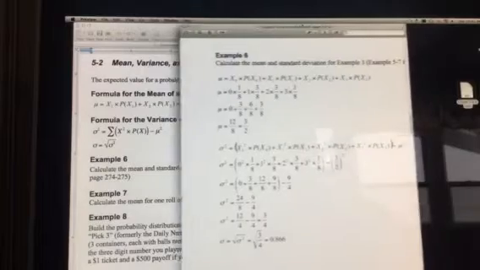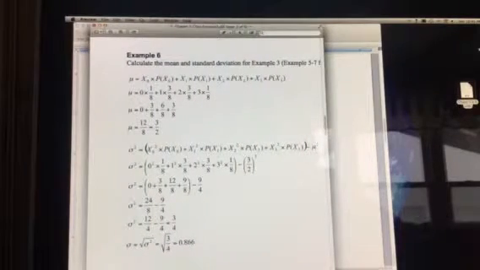All right, so example 6. We want to calculate the mean and standard deviation for example 3, which was the number of heads you obtain when you flip 3 coins. So if we look at that, transcribe the formula here. For the very first column, 0 heads: X is 0, the probability is 1/8. Second column, X is 1, probability is 3/8. Next column, outcome is 2, probability is 3/8. Last column, outcome is 3, probability is 1/8.